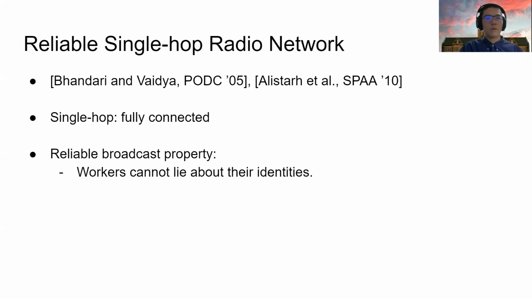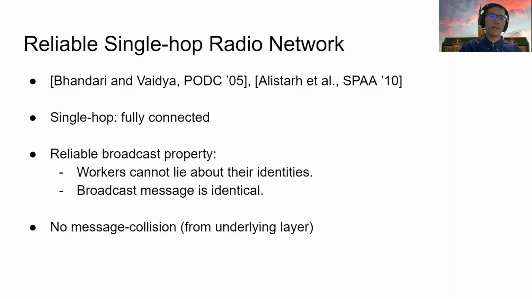Second, the network is reliable, which implies two things. First, each worker has a unique identifier, and workers cannot lie about their identities. Also, the broadcast message of each worker is identical. In other words, if one worker broadcasts some message, then the server and all other workers will receive the same message. And finally, we assume that there is no message collision. When one worker broadcasts, all other workers will receive it before any other worker broadcasts another message.